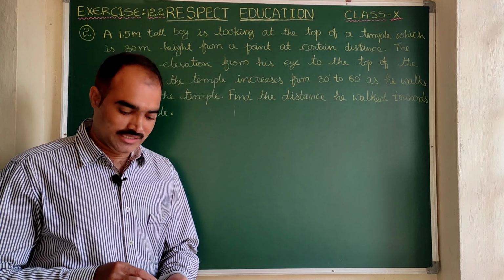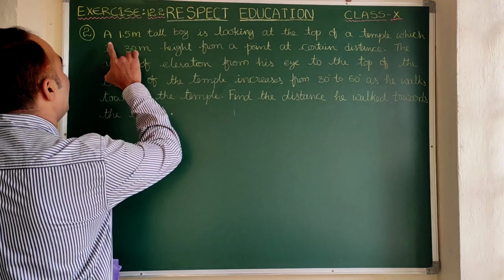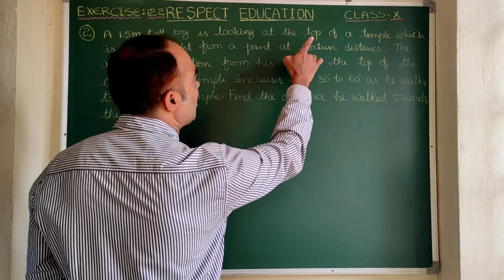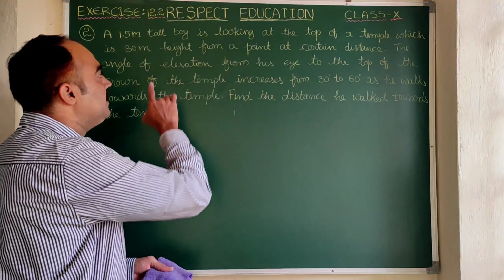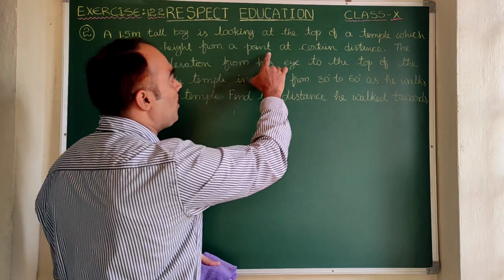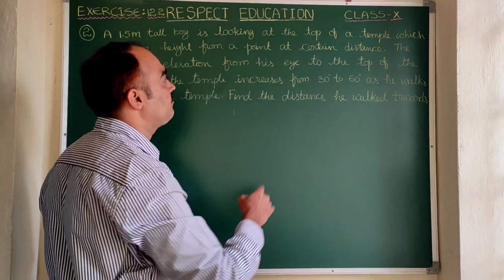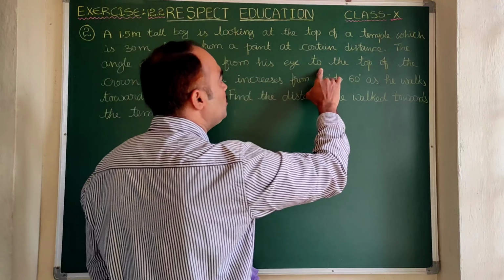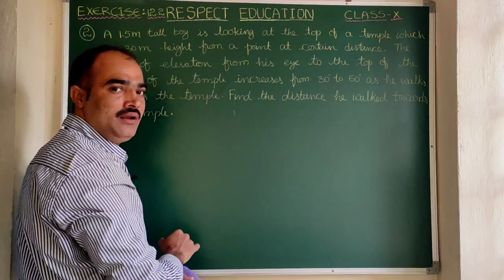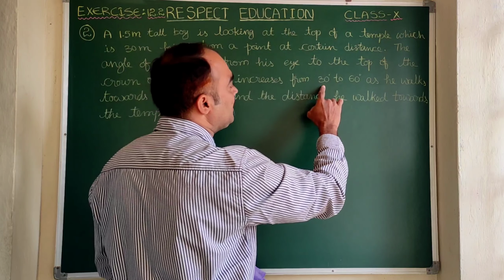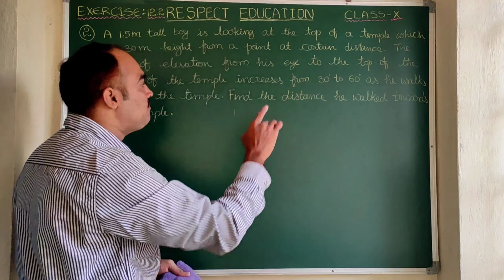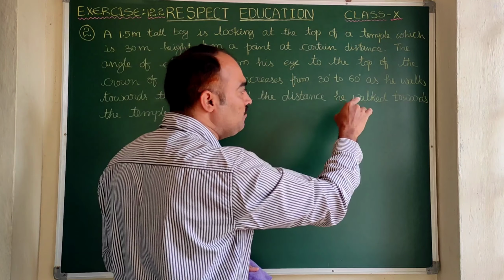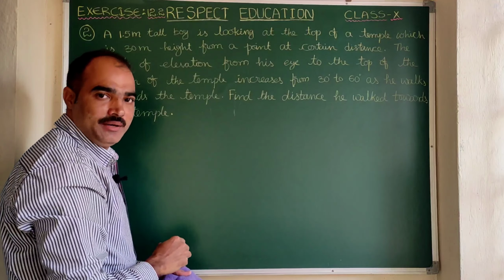Now we see the next question, that is question number 2. A 1.5 meter tall boy is looking at the top of a temple which is 30 meter height from a point at a certain distance. The angle of elevation from his eye to the top of the crown of the temple increases from 30 degrees to 60 degrees as he walks towards the temple. Find the distance he walked towards the temple.